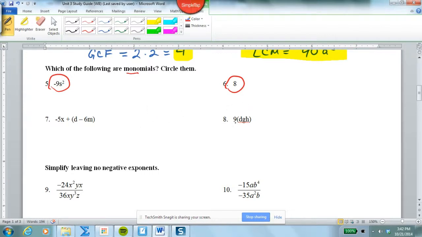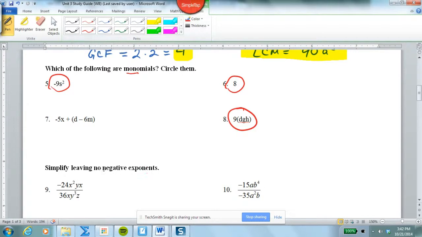And number 8, 9DGH, if you're all multiplying, it doesn't matter if there's parentheses, if there's not. There's no adding or subtracting. You are indeed classified as a monomial. Perfect. That was quick. Now let's go on to the simplifying ones.